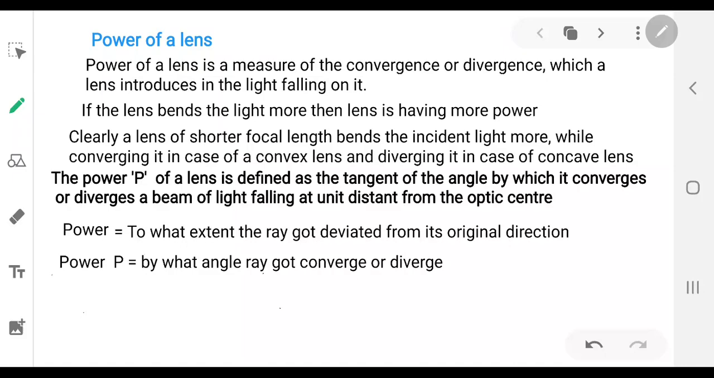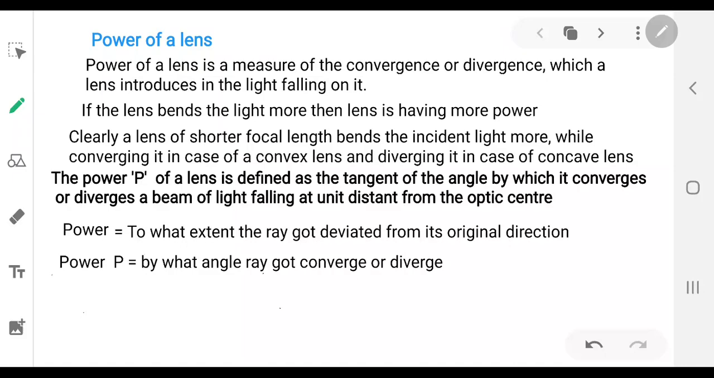Power means it is a capacity or a capability to do work, and the work of a lens is to bend the light falling on it. So therefore we can tell the power of a lens is its capacity to bend the incident light falling on it. Or in other words, power tells to what extent a lens converges or diverges the light.